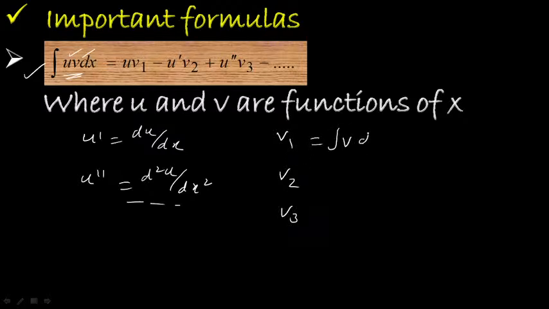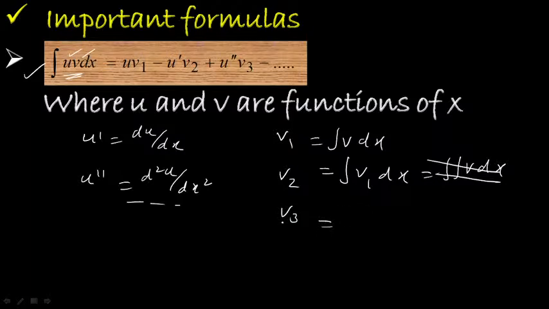v1 is nothing but integral v dx, whereas v2 is integral v1 dx. Or you can say, you have to integrate v twice with respect to x. Already we calculated v1, so you integrate that once more with respect to x. That is your v2. Next, v3 is integrating v thrice with respect to x. Already we have integrated twice, so integrate once again with respect to x and that is your v3. So integral v2 dx is nothing but your v3, etc.